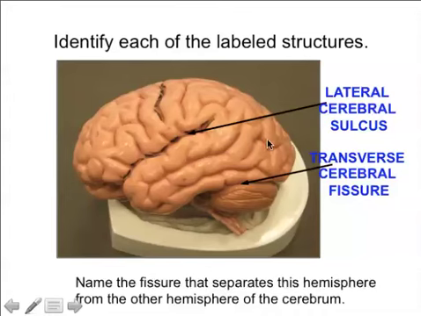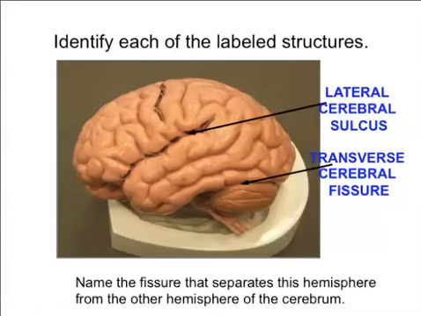Here you can see the lateral cerebral sulcus. It separates the temporal lobe from the parietal and frontal. And you can see the transverse cerebral fissure that separates the cerebellum from the occipital and the temporal lobe. Okay, there's the temporal, there's the occipital lobe of the brain.